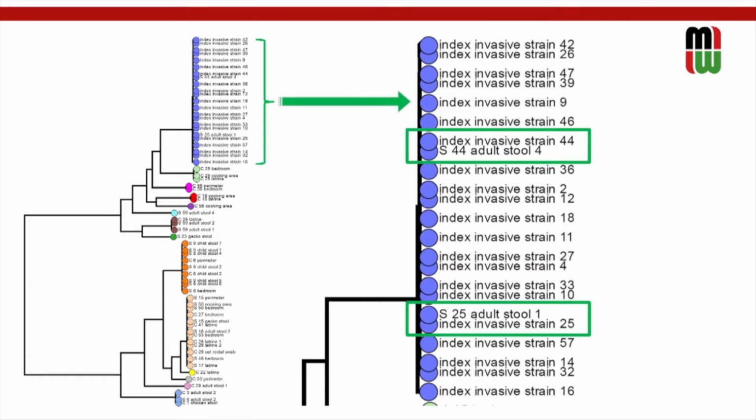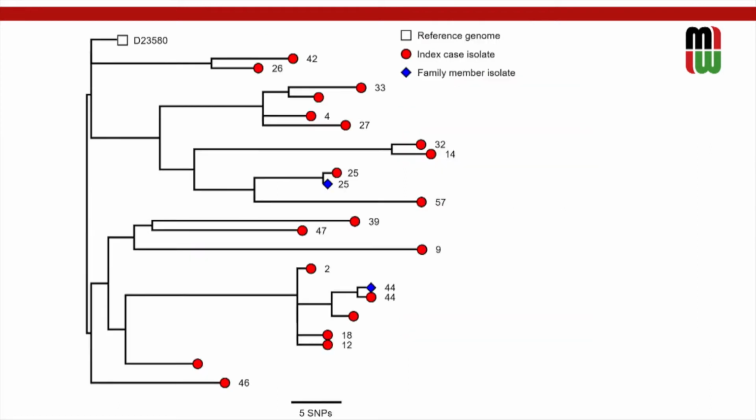And the striking and I think important finding here is that we found 2 very close matches from an invasive index case with a family member. In one case it was an adult family member, in the other it was a child family member. We've taken these trees and redrawn them with just the 313 to get better resolution. And you'll see here are our 2 pairs with just a distance of 2 SNPs and 3 SNPs between them, which are closer than any other of the isolates from the rest of the series.